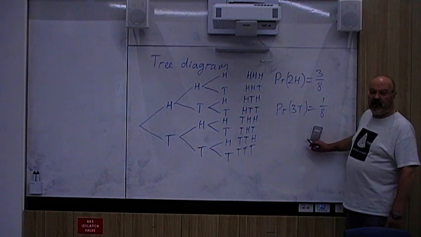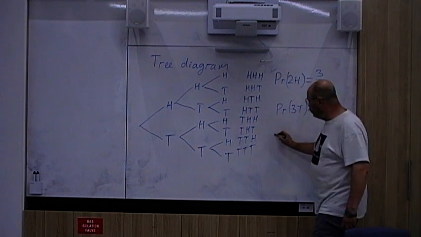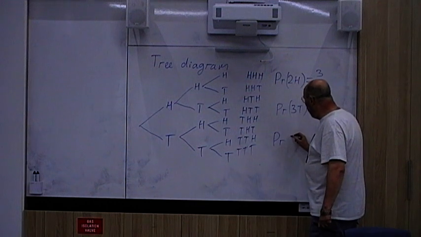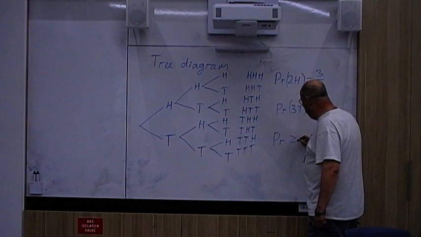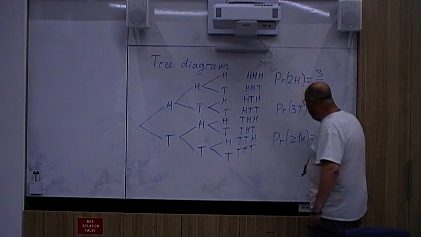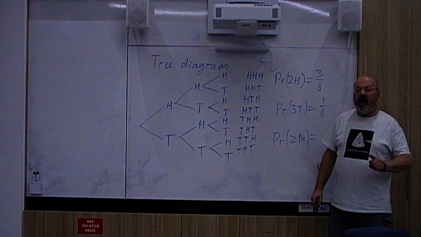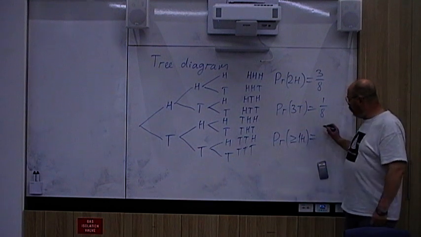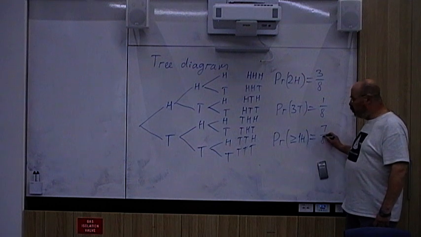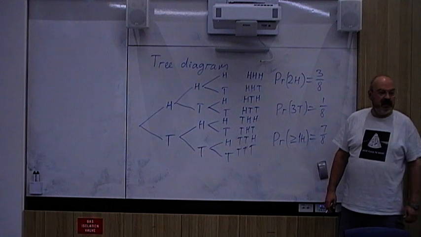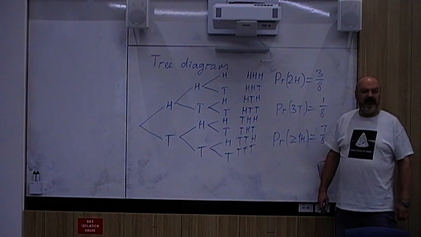If we need to find the probability of at least 1 head, so more than or equal to 1 head, how many outcomes do we have? 1 or more heads. 7 over 8. We have 7 outcomes that have at least one head. At least means 1, 2, or 3.